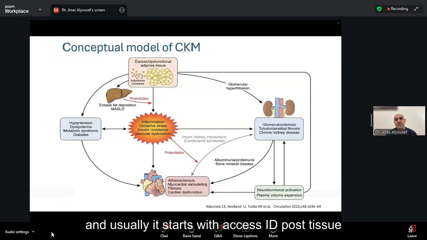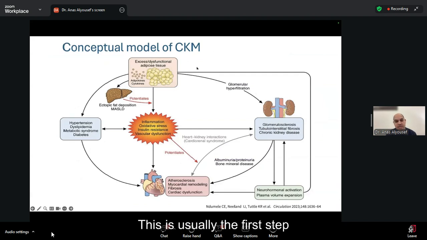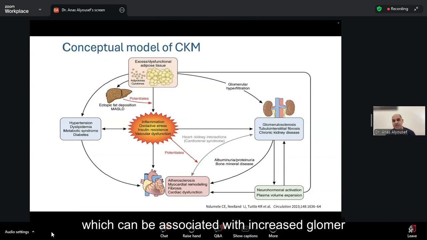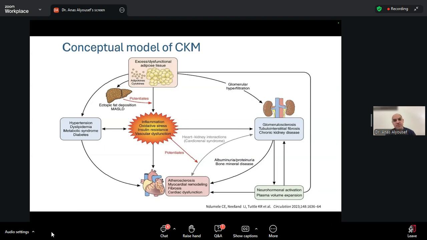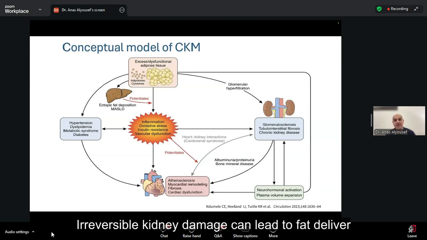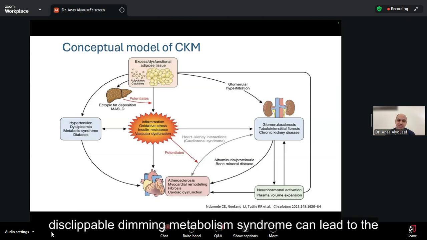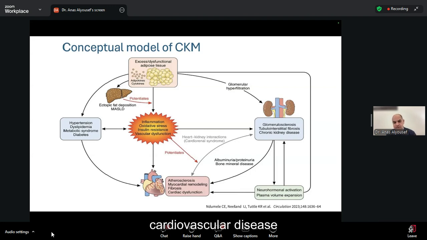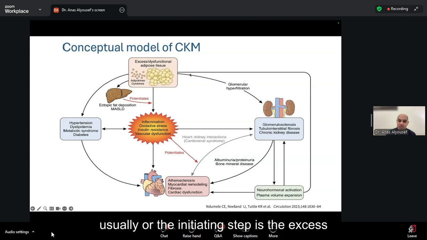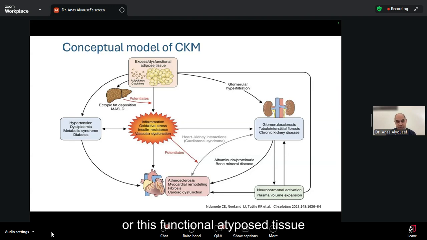And usually it starts with excess adipose tissue. This is usually the first step, which can be associated with increased glomerular filtration and leads to glomerulosclerosis and irreversible kidney damage. It can lead to fatty liver, hypertension, dyslipidemia, metabolic syndrome, and increased inflammation and endothelial dysfunction, causing cardiovascular disease. All these are interlinked, and the first, or initiating, step is usually the excess or dysfunctional adipose tissue.